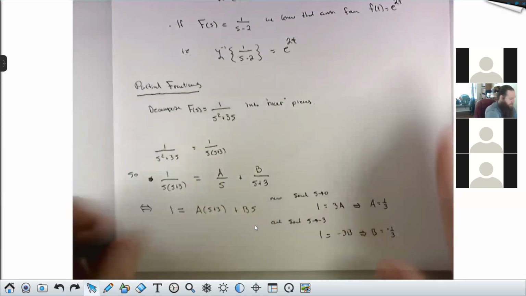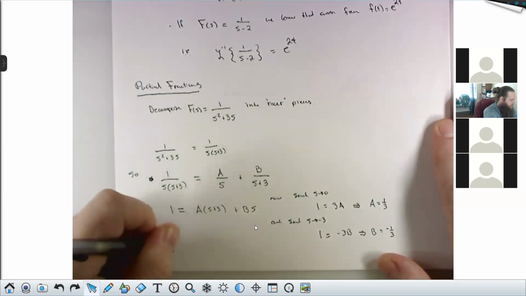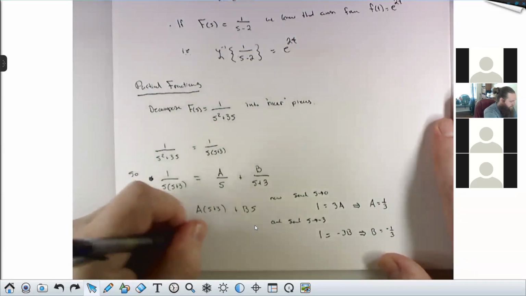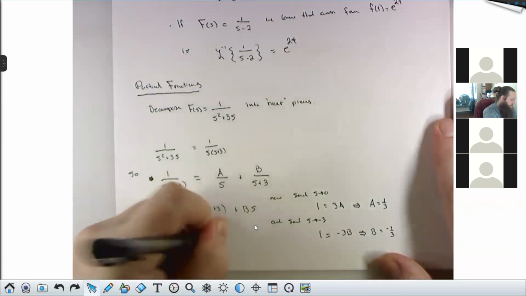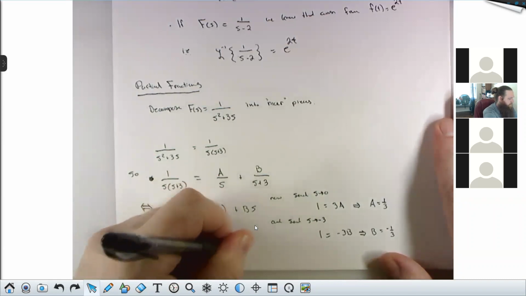Okay, therefore, what have we learned? 1 over s times s plus 3 is 1/3 over s plus -1/3 over s plus 3.